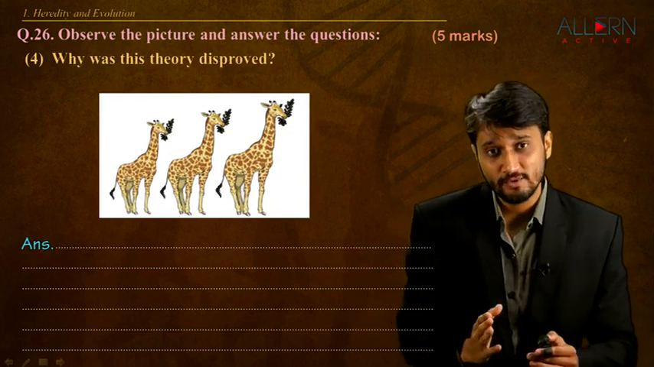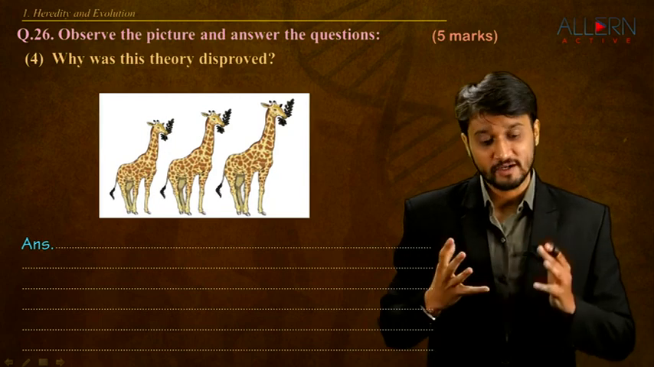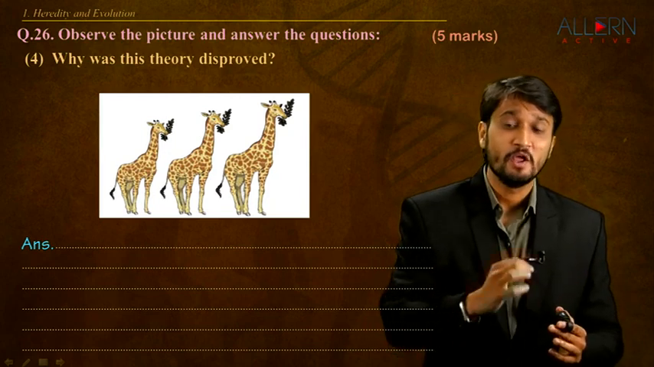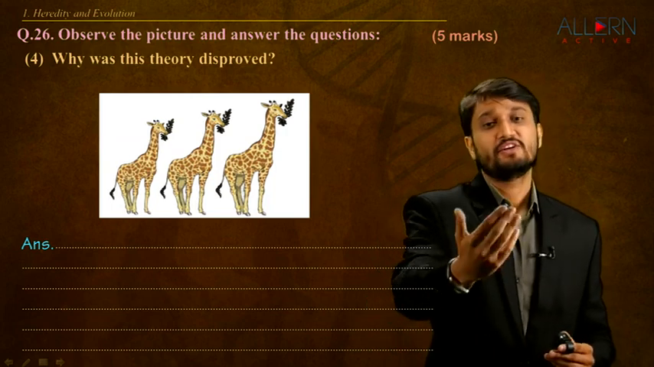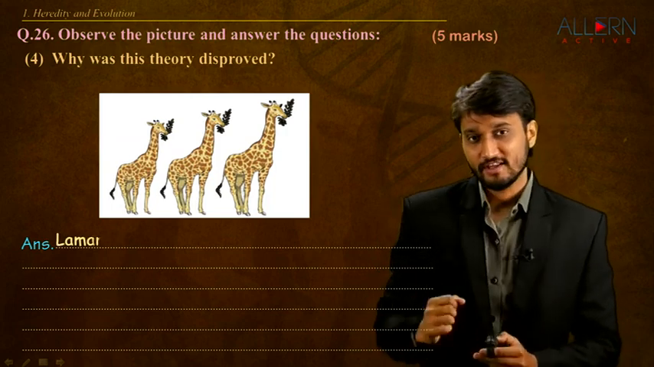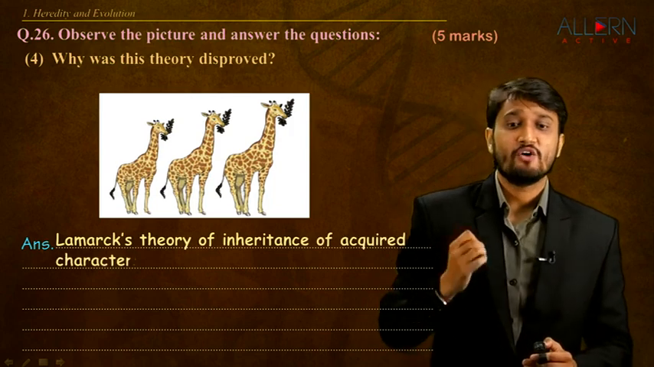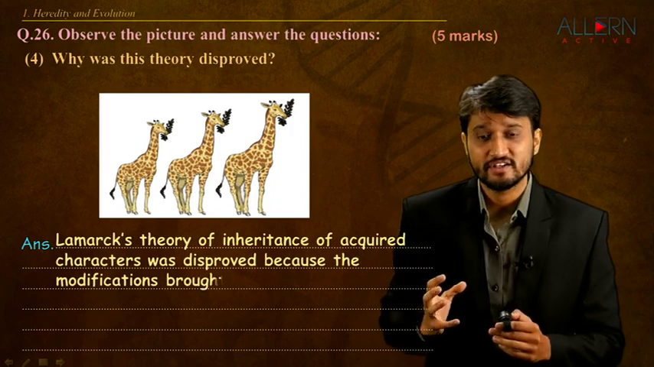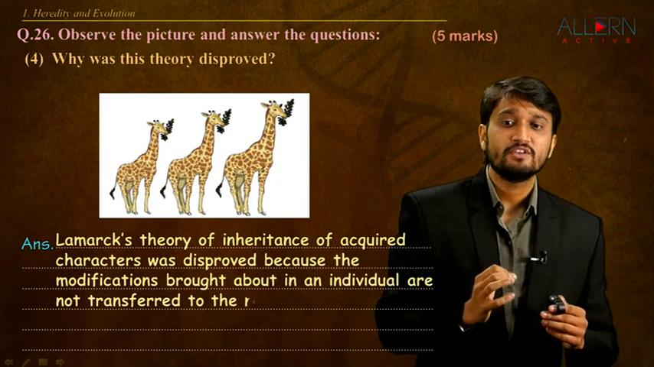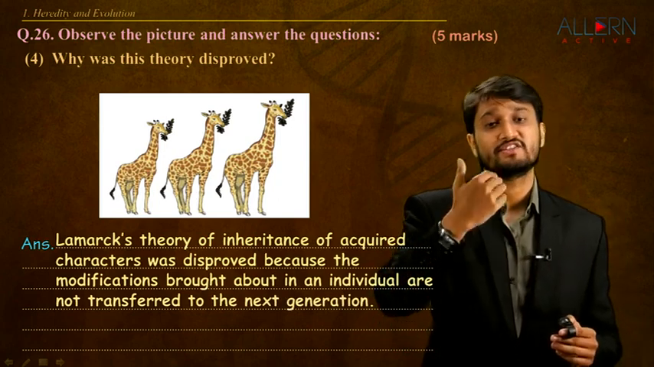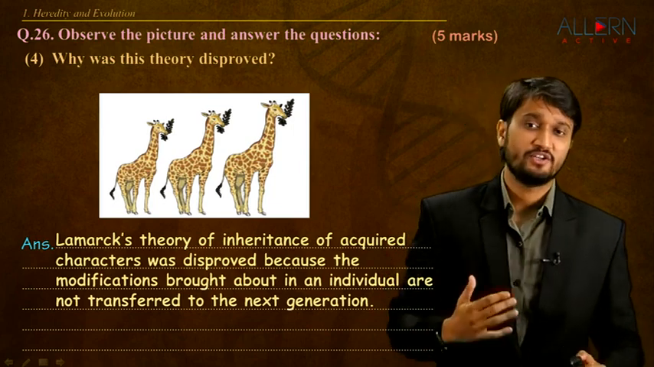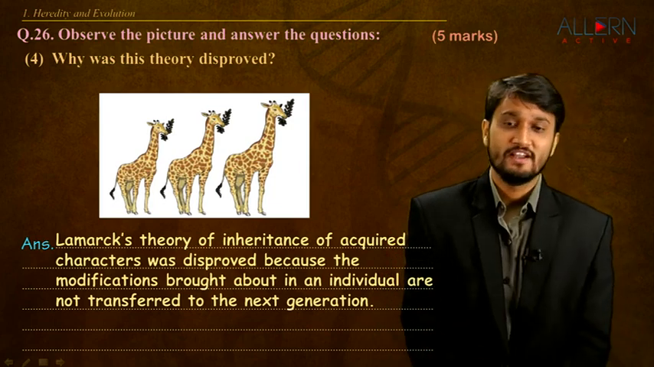The theory was disproved because we observe that morphological changes do happen because of activity or laziness, but these changes are not passed on to the next generation, a big flaw in the theory. So Lamarck's theory of inheritance of acquired characteristics was disproved because the modifications brought about in an individual are not transferred to the next generation. They remain in that particular generation, not passed on to the next generation.